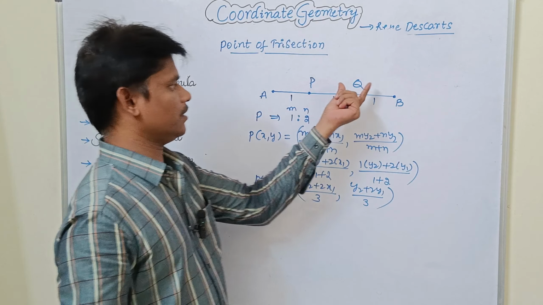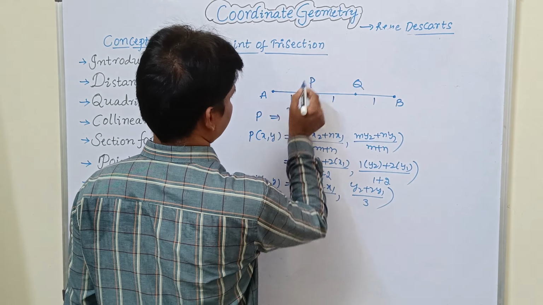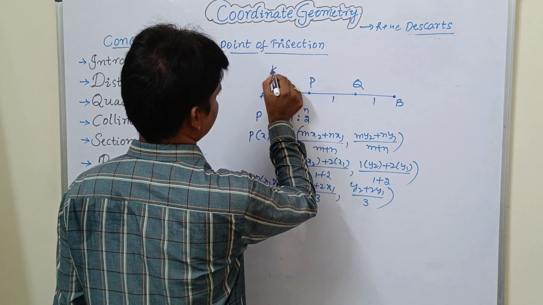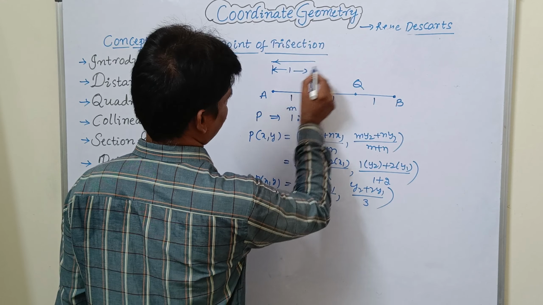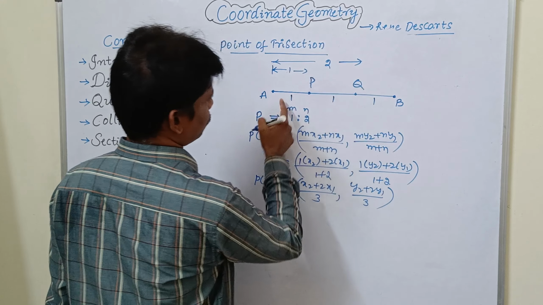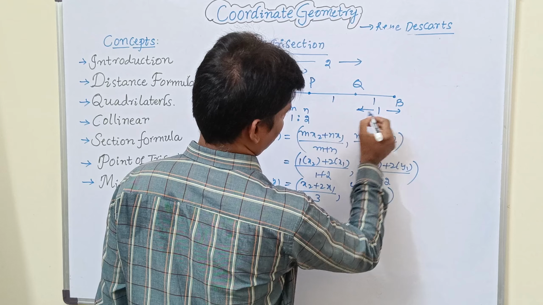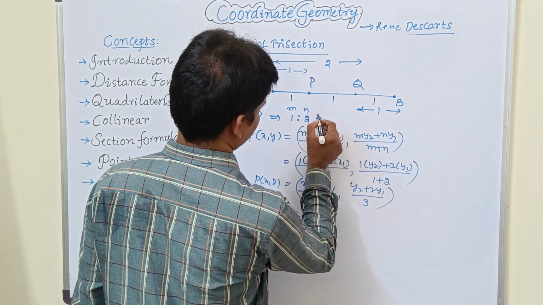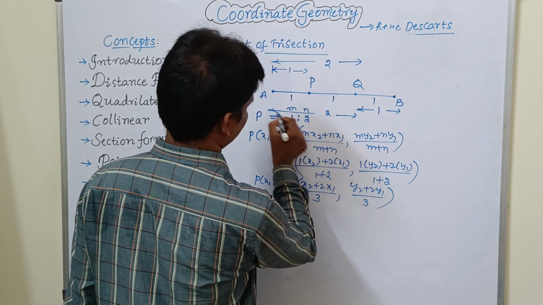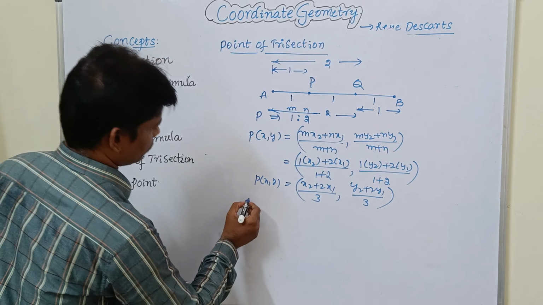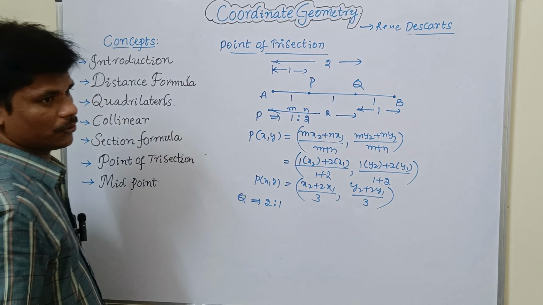Suppose this point divides it. Here this part is 1, and this part is 2, so 1 is to 2 ratio. Like that, here m is 1 and the total is 2. So the point Q divides in the ratio 2 is to 1.